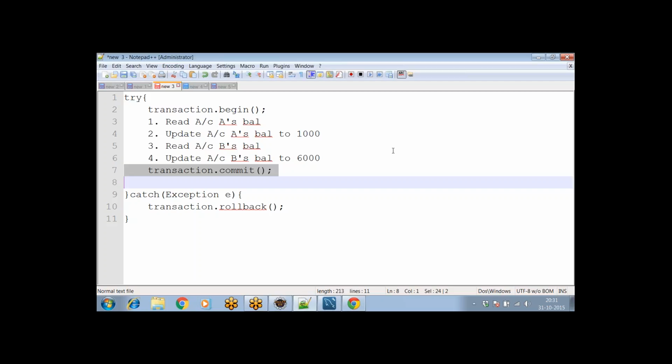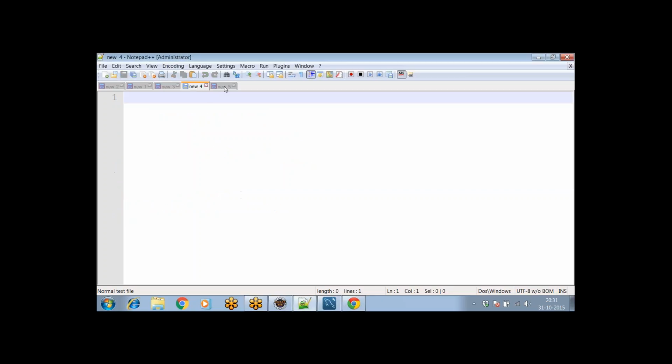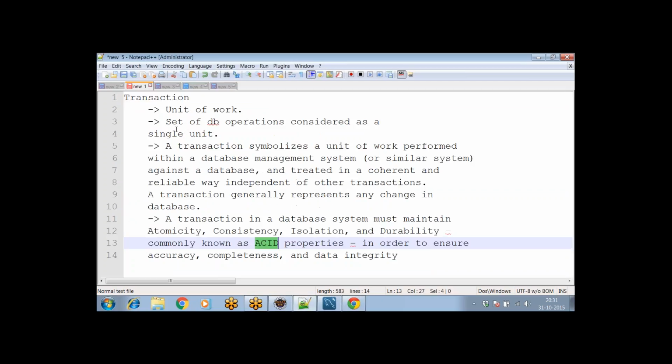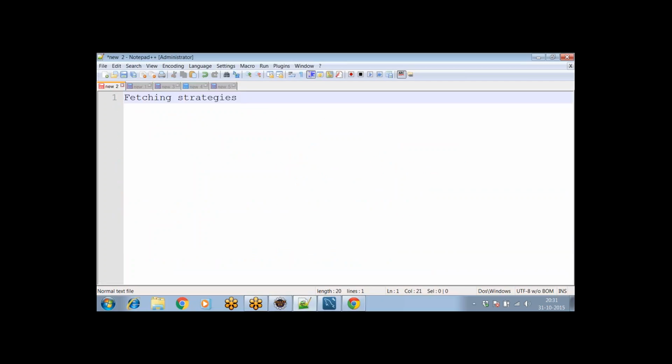So we got one more transaction property, that is isolation, that we'll discuss. Before that, shall we take a break of 10 minutes? After the break, we'll continue the session for one and a half hours to a couple of hours, however it is possible. So shall we take a break of 10 minutes? We'll meet after the break.